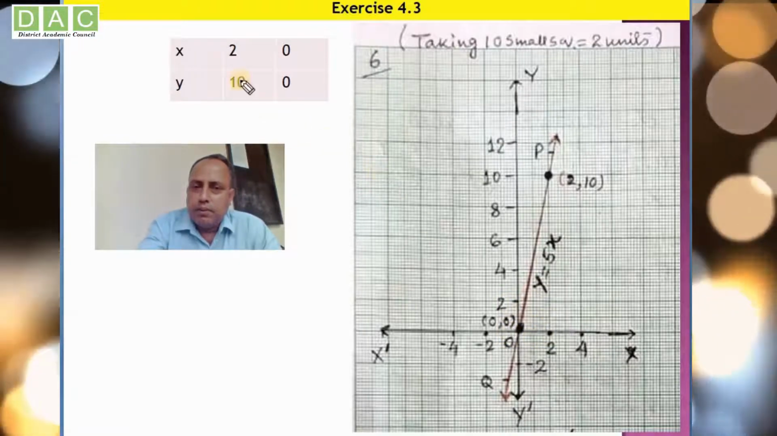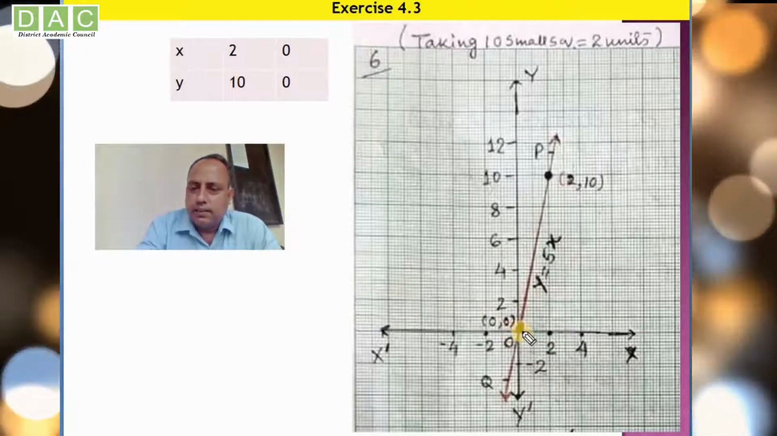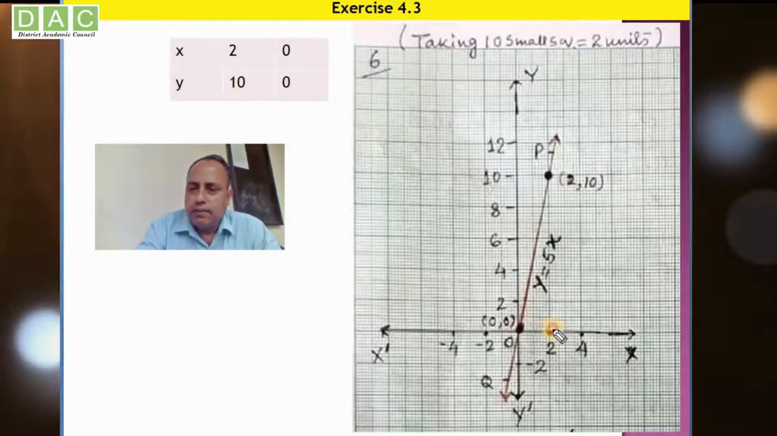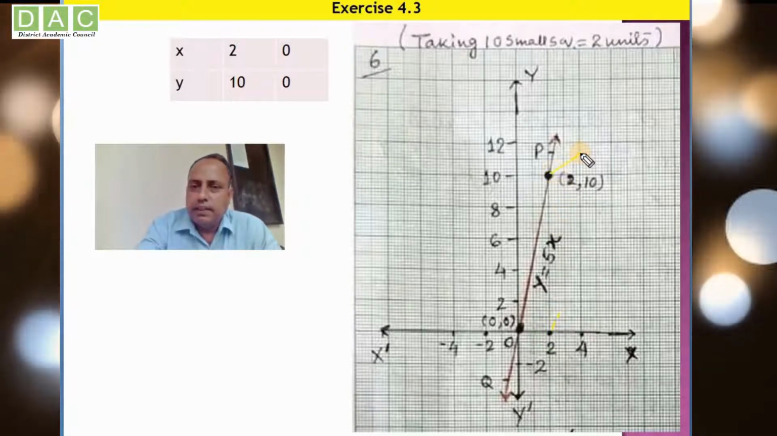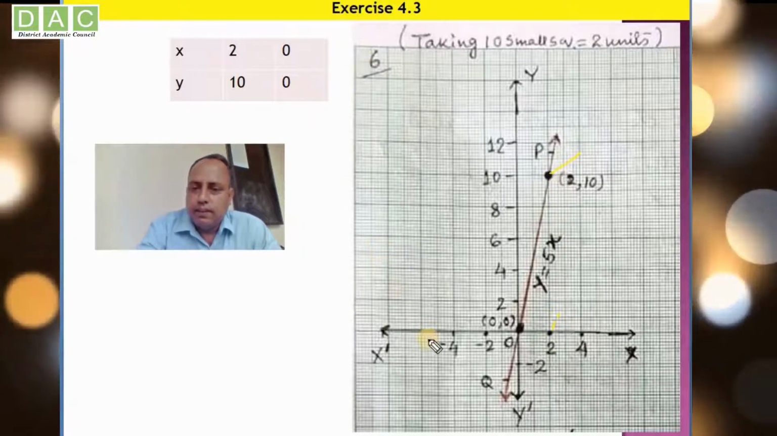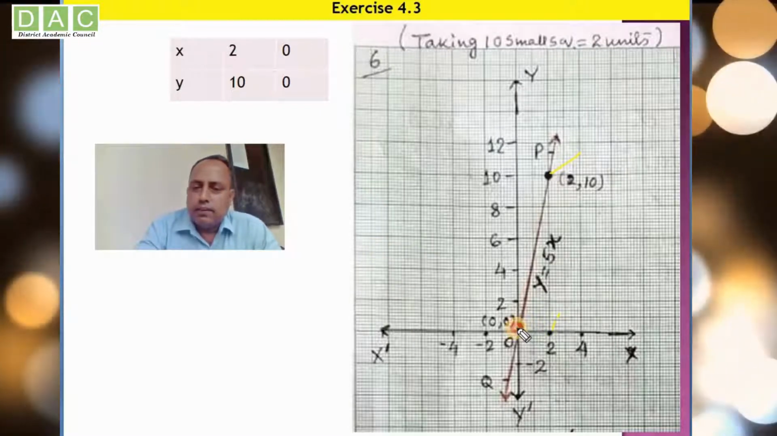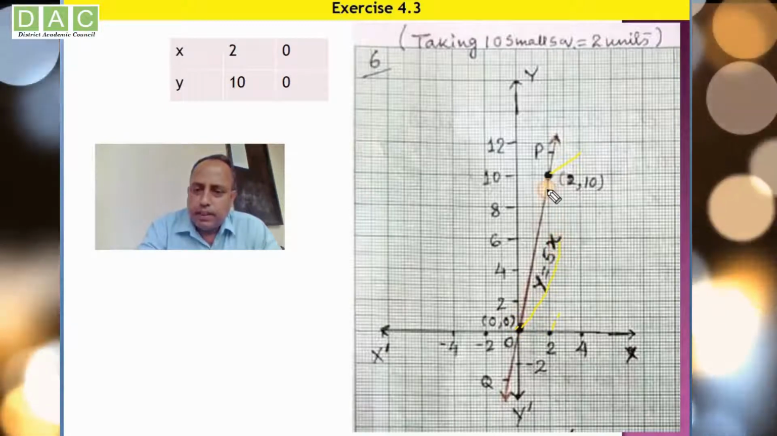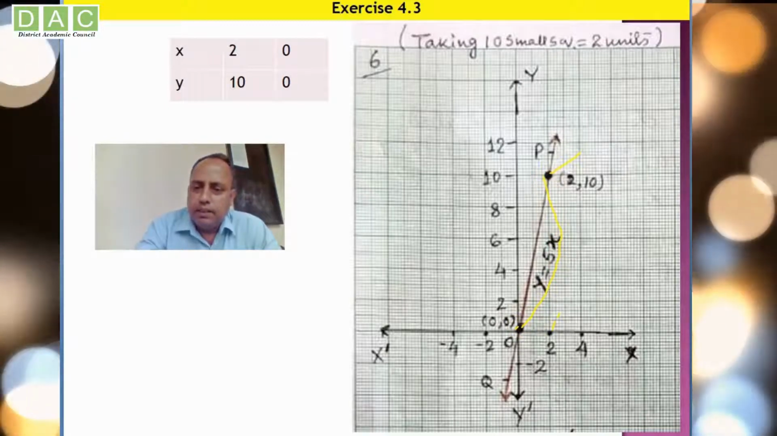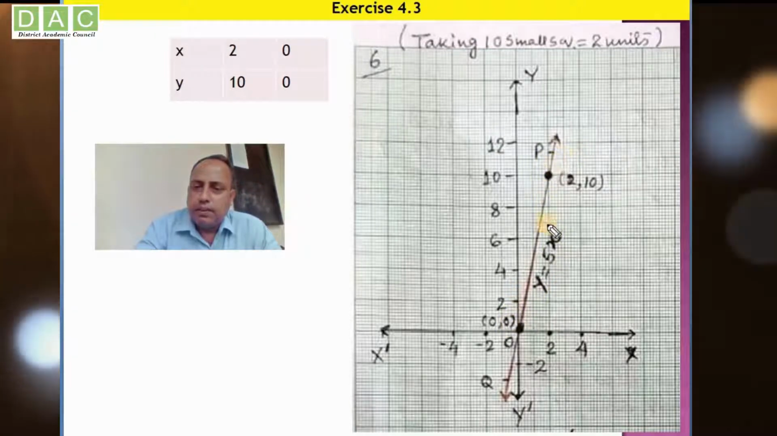Now we will plot the points. X is given 2, y is 10. So x is 2 and y is 10. This is our first point, 2, 10. Next one is 0, 0. 0, 0 means both coordinates are at the origin. This is the 0, 0. Now we join these two points by a line PQ. So this is the graph of our equation y equals 5x.